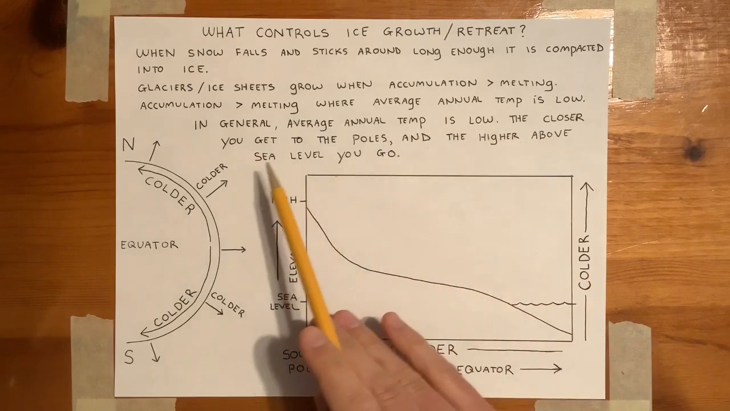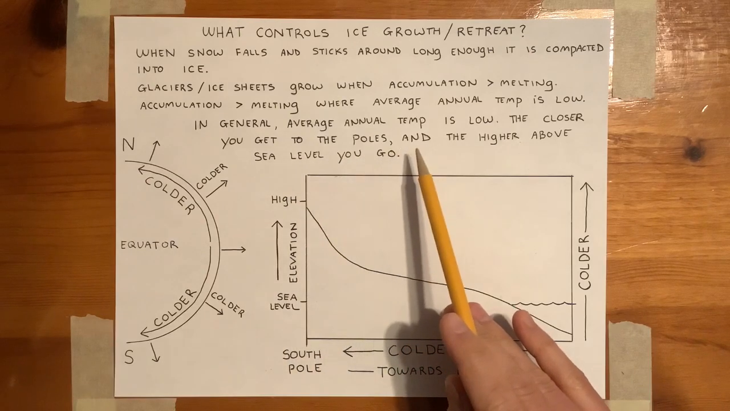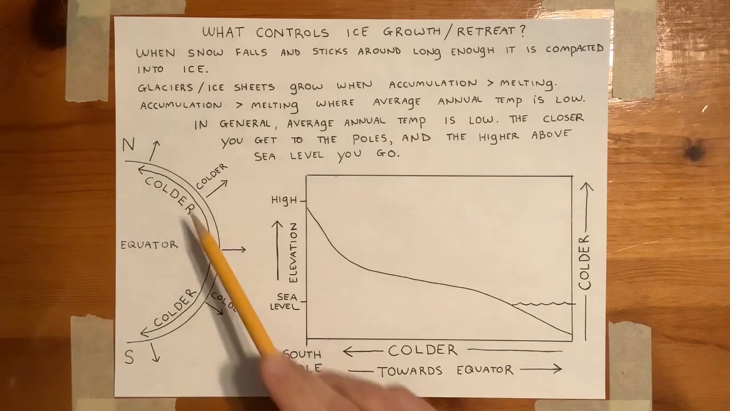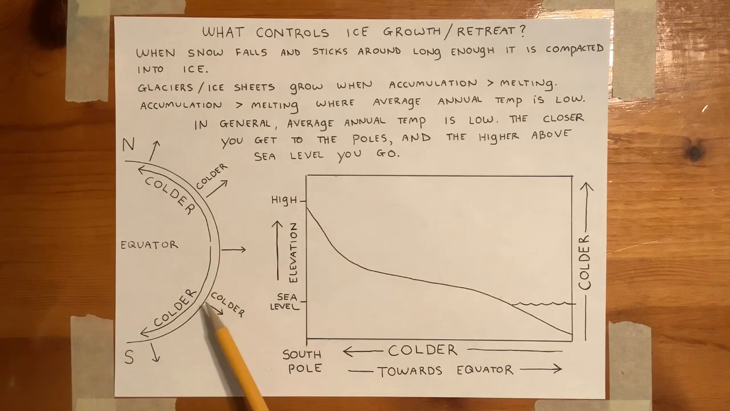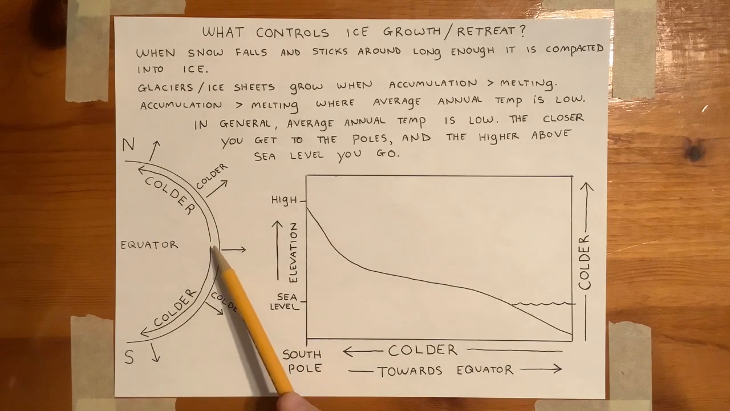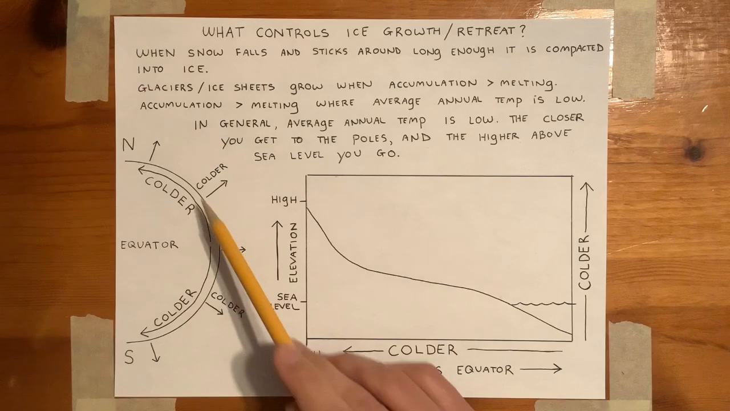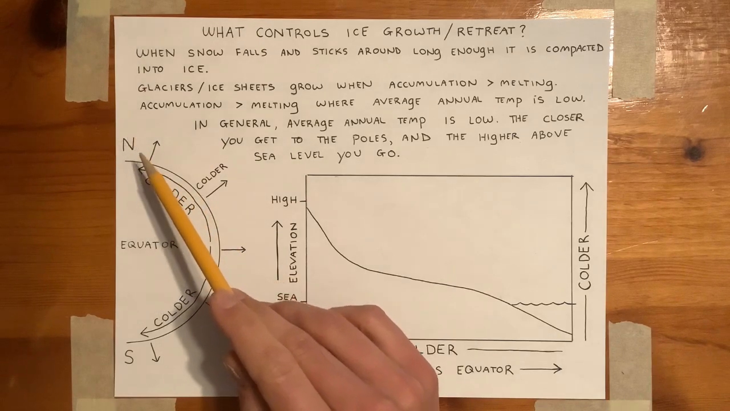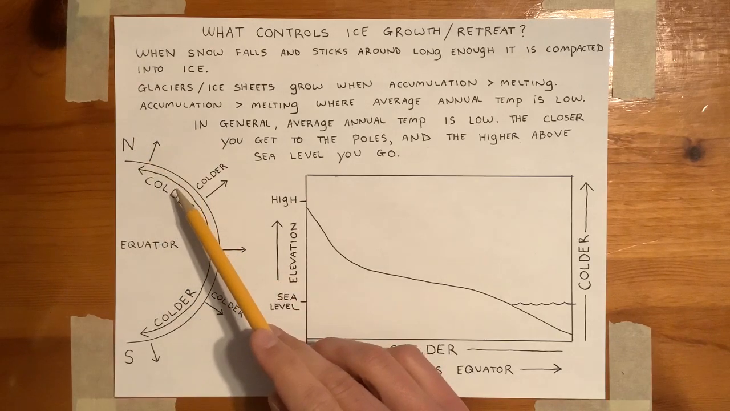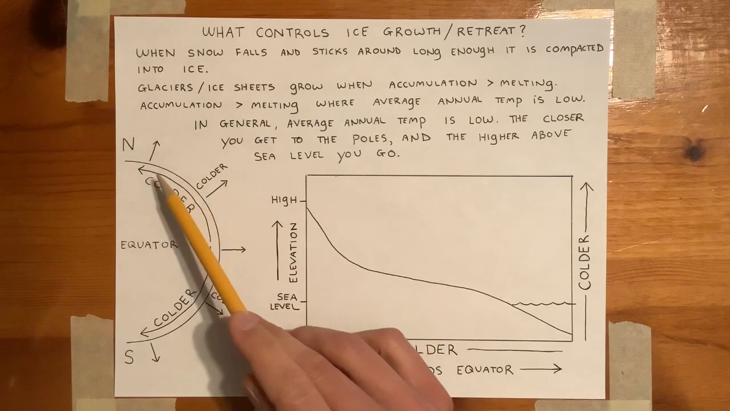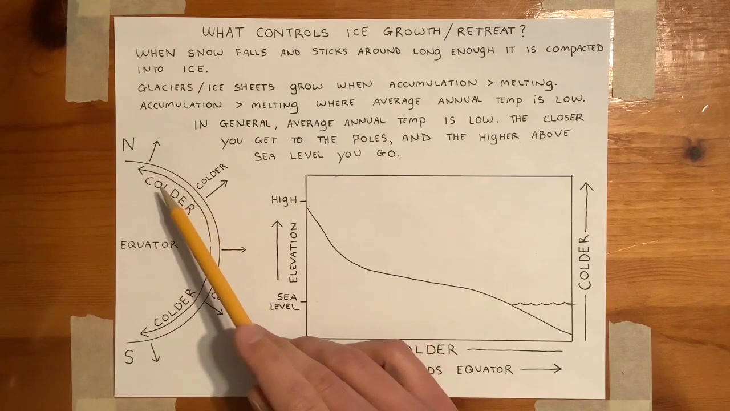In general, average annual temperature gets lower the closer you get to the North and the South Pole. So if we look over here at this diagram, we should remember that the poles are colder than the equator because of the uneven distribution of heat on the Earth's surface, right? So more light gets reflected near the poles, there's a greater albedo, and also the same amount of sunlight is spread out over larger areas, right? Remember from video 3.2?